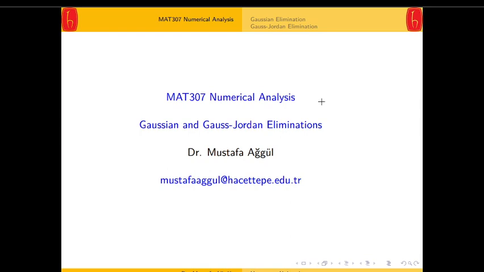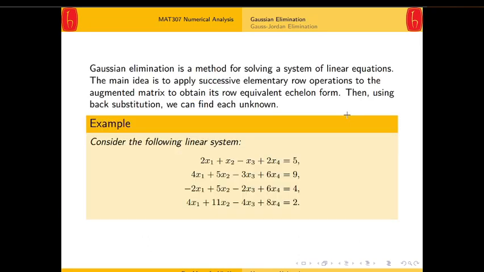Welcome to MAT 307 Numerical Analysis class. In this lecture, we are going to introduce and exemplify Gaussian and Gauss-Jordan eliminations. Both of these approaches are to solve system of linear equations.